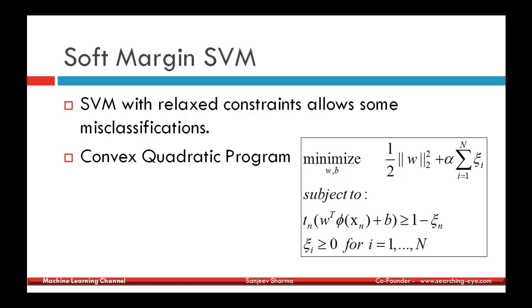This is a convex quadratic programming problem because the objective function is a convex function of the variables and the constraints are linear. We have the constraints tn times w transpose phi of xn plus b greater than or equal to 1 minus eta n, and all eta i for i equal to 1 to n are greater than or equal to 0. So this is again a primal problem and can be easily solved. And since the dataset is linearly separable, we don't need any kind of kernels to solve this problem, and therefore we can utilize the primal form of the support vector machine.